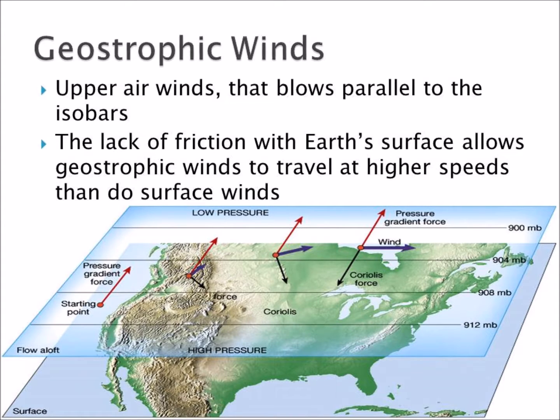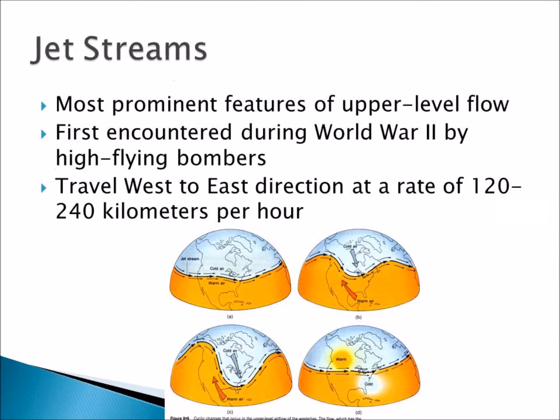Here we have an example of geostrophic winds. Now, as soon as air begins to move from its starting point, the Coriolis effect acts at a right angle to the motion. The faster the wind speed, the greater the deflection. Eventually, the Coriolis effect will balance the pressure gradient force, and the wind will blow parallel to the isobars. Upper air winds generally take this path, and that's what you get, a geostrophic wind. The lack of friction from Earth's surface allows geostrophic winds to travel at higher speeds than surface winds. Speeds can reach up to 50 to 100 miles per hour.